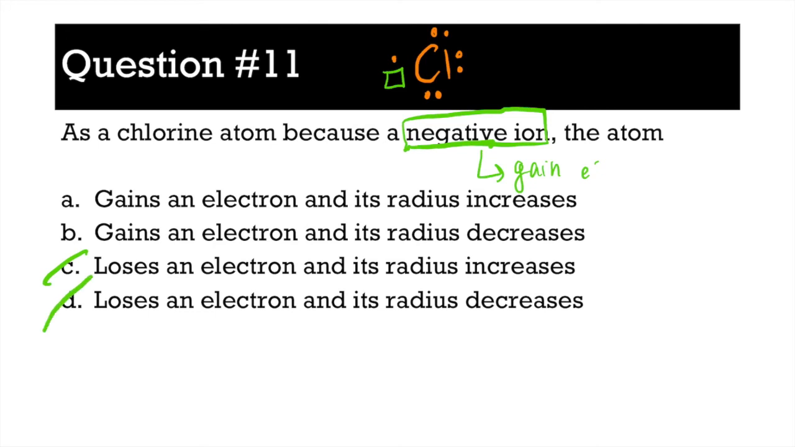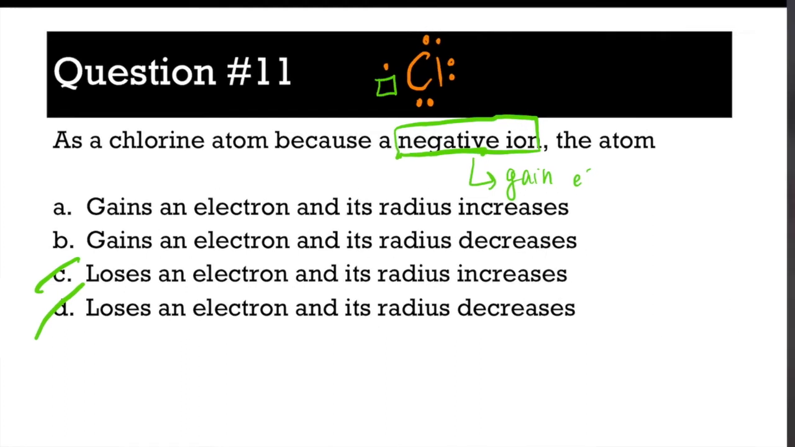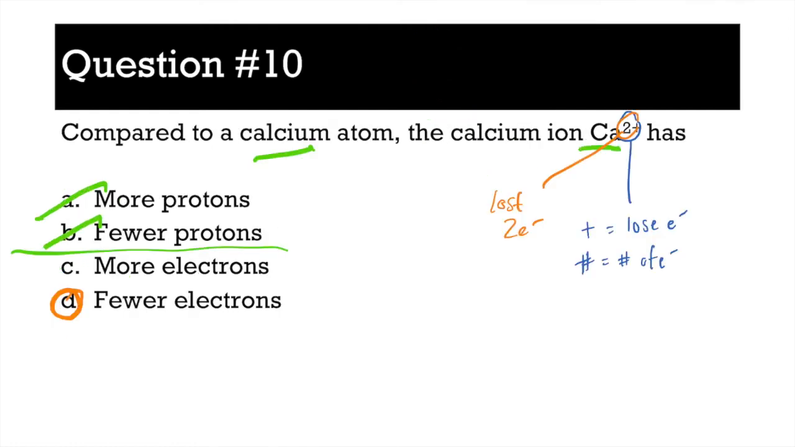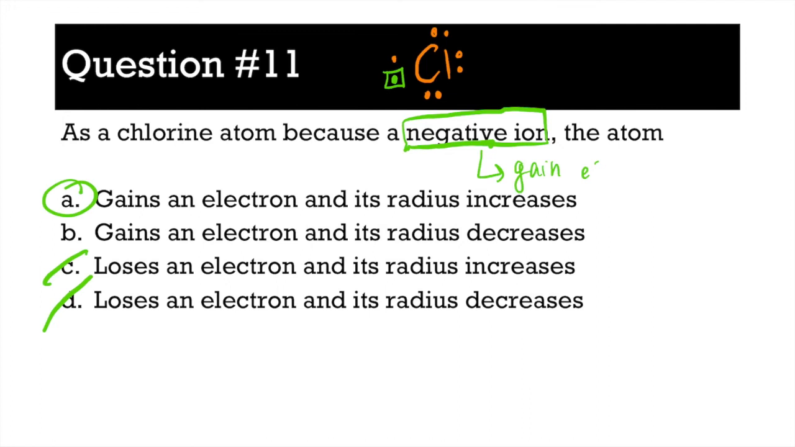And if we think about it, if you're adding an electron, you're now bigger. So when you gain electrons, your radius becomes bigger. So gain electrons, increase radius. That's the exact opposite of what we had said before. Metals, like on this question, metals lose electrons, become positive, and become smaller. Nonmetals become negative, gain electrons, and become bigger.